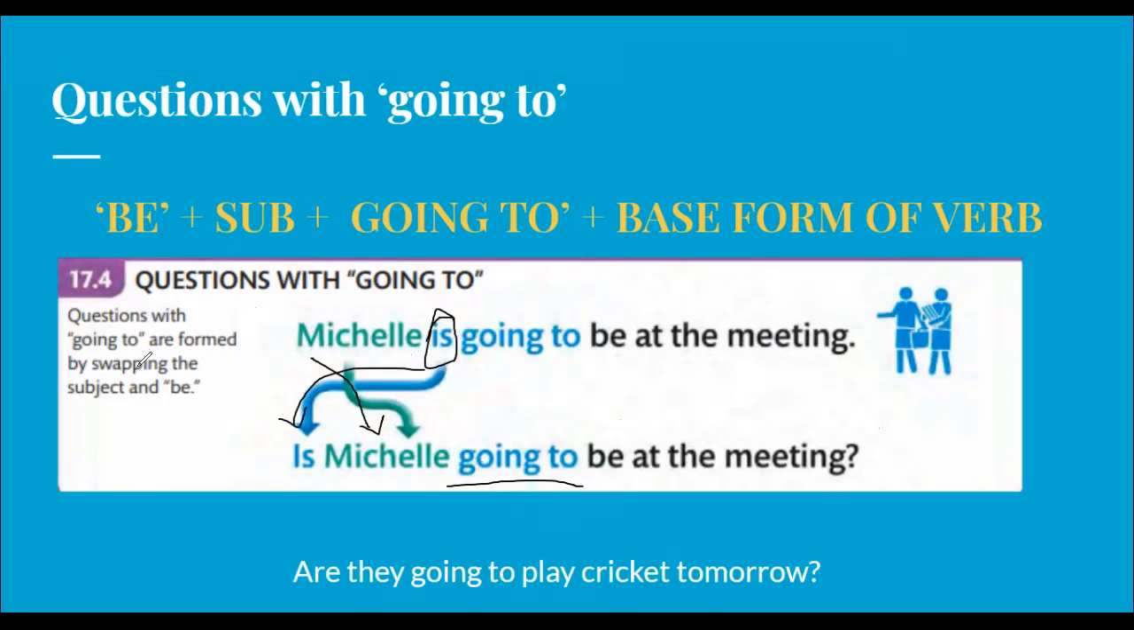Questions with going to are formed by swapping subject and be. Are they going to play cricket tomorrow? This is a question, so turn it back into a statement. Simply take the subject, they, and put it first, then are, and everything else remains the same. They are going to play cricket tomorrow. It's just the subject and the be form of the verb that change position in questions with going to.